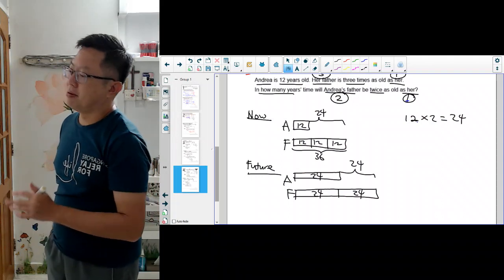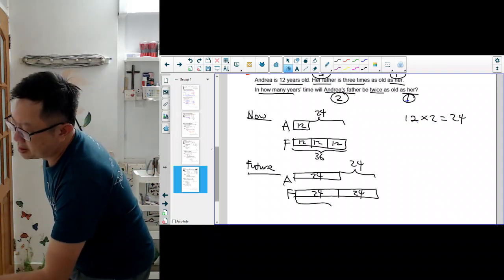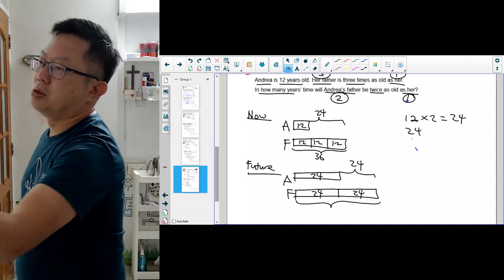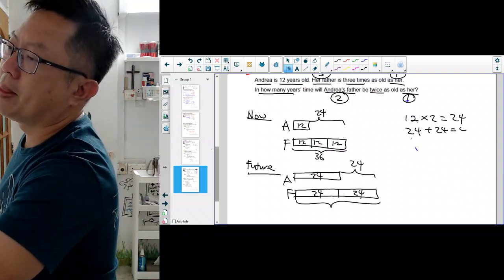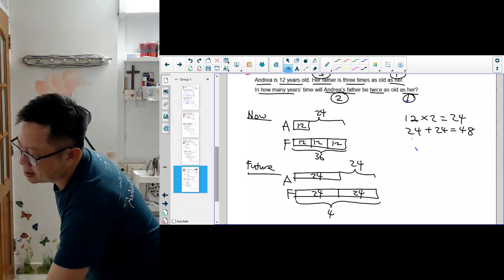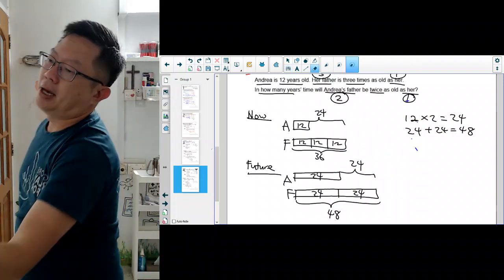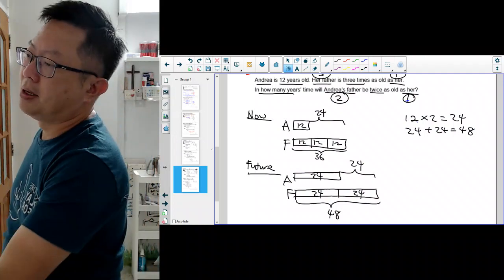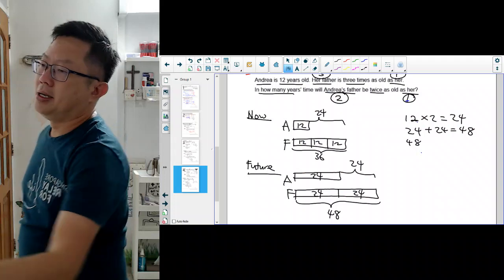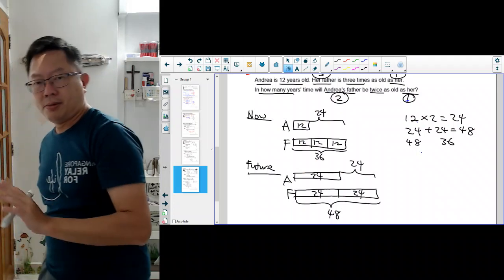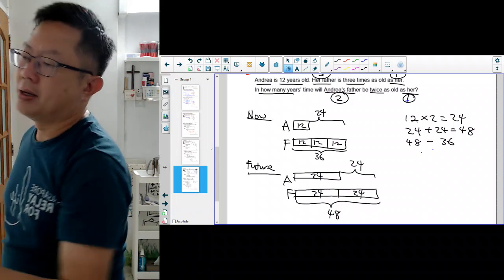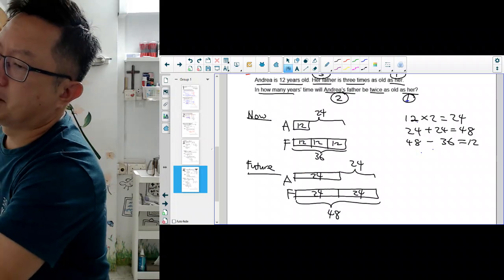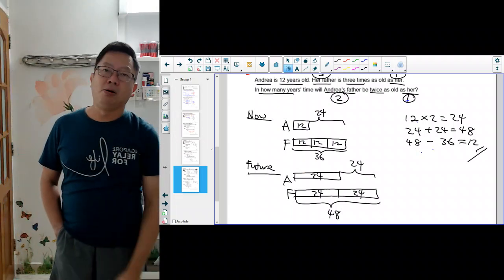Alright, so how many years' time will the father be twice as old as her? So you compare the father in the future, which is how old? So the father is going to be 24 times 2, or 24 plus 24. The father is going to be 48 years old in the future, and you compare the father's age in the future with his age in the now model. So how old is he now? He is 36 years now. So how many years' time will the father be 48 years old? So you minus. So you take 48 minus 36, that will give you 12 years' time.